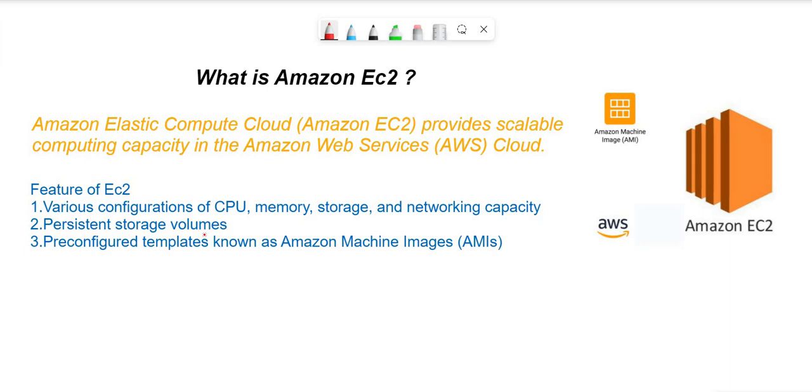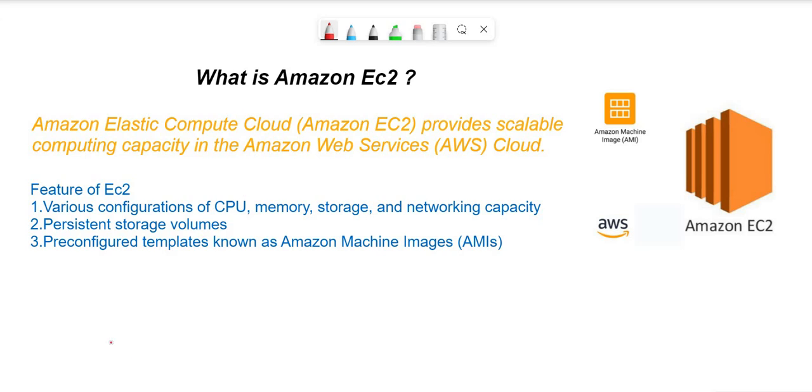Here, first of all, Amazon Elastic Compute Cloud provides us a scalable computing capacity, which helps us to auto scale our processes or the resources which are allocated for our system. So let's understand this in the feature of the system.